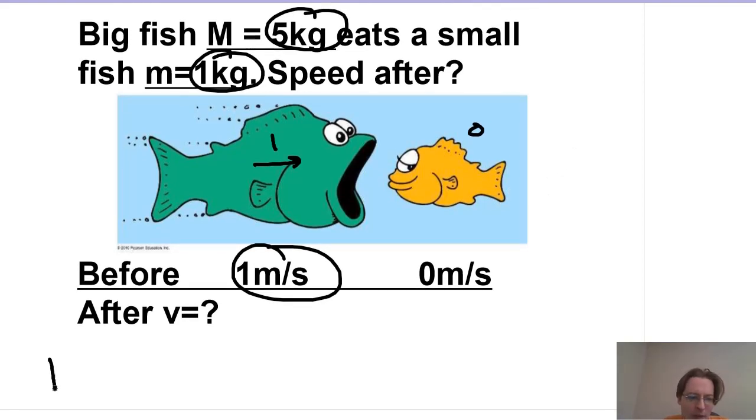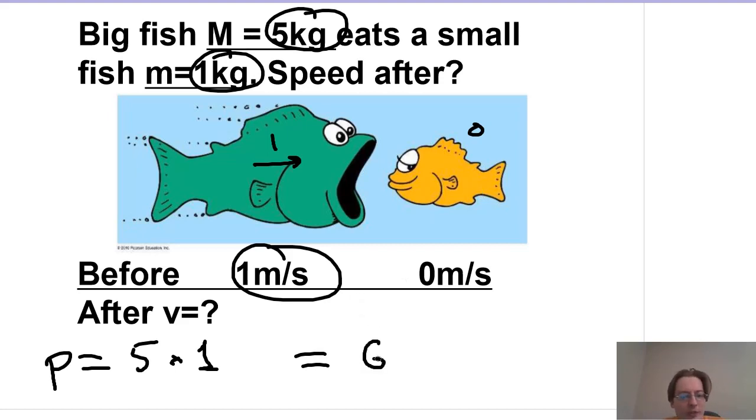The way we do it is you find the momentum beforehand. The momentum beforehand will be big M, that's 5 kilograms, multiplied by its velocity, which is 1. But you see, it has to be the same momentum before as it is after the impact. After the impact, the mass is 6, 5 plus 1. It's moving at an unknown speed. The problem is to find what that speed is, which we do using algebra.